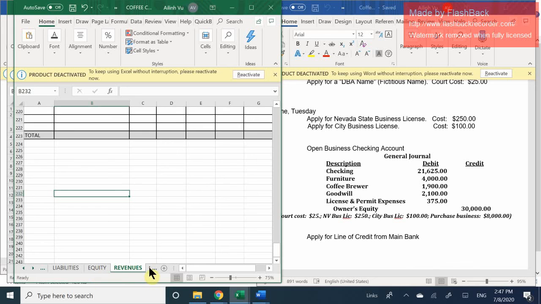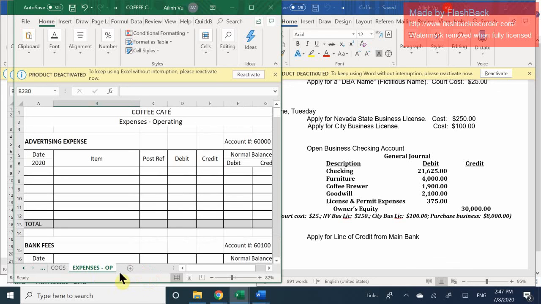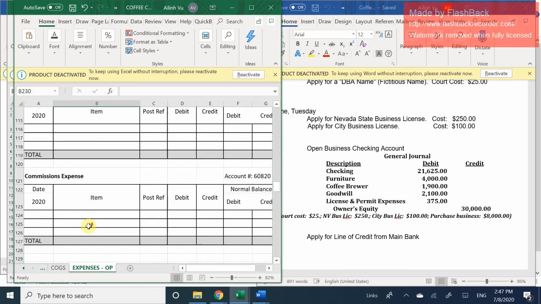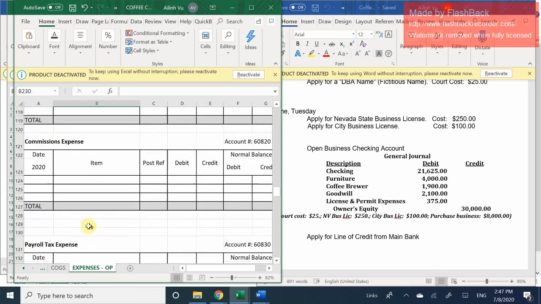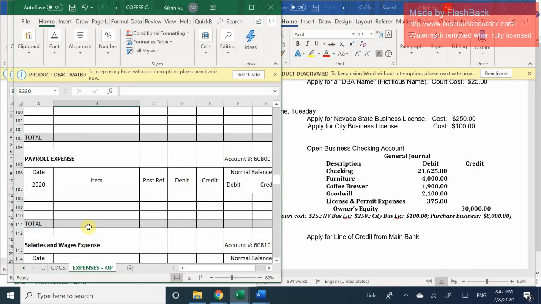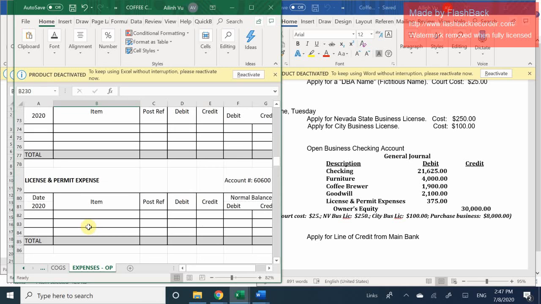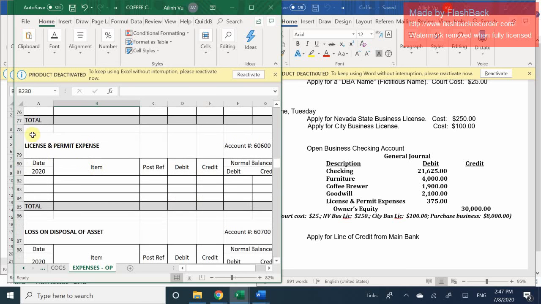Oh, for the business expense. License and permit. Perfect. Good job. So here I'm gonna look up my license and business expense. So this is payroll, office supplies, license and permit expense right here. So I'm gonna go ahead and write June 4th.